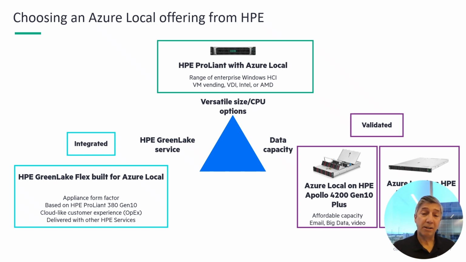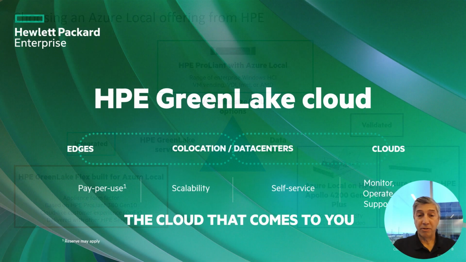And then there's also another approach, which is an integrated solution for GreenLake Flex built on Azure Local. That's where you get the best of one of those ProLiant solutions, in this case the 380, but integrated, so the software is already integrated with the hardware. You just buy it as an appliance, and then you have the option to get a number of different levels of services along with it. So they really take the value proposition one step further.